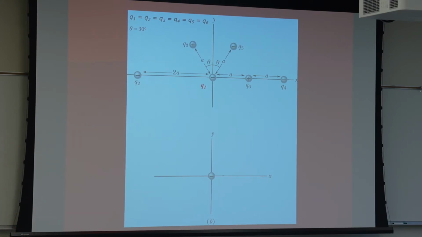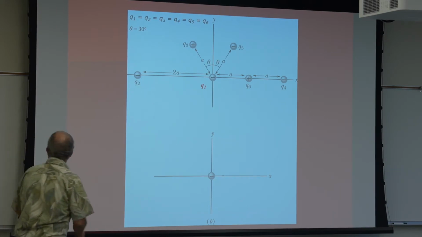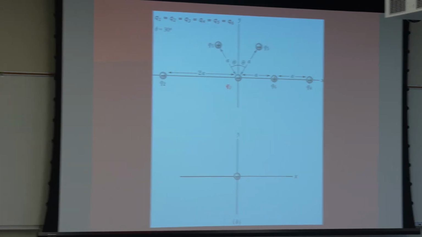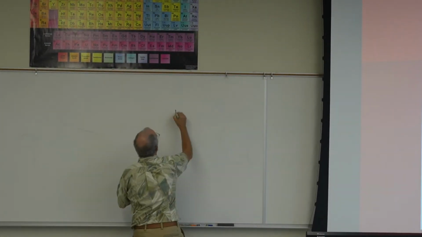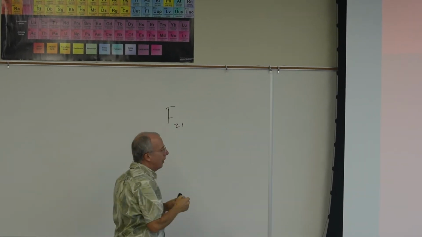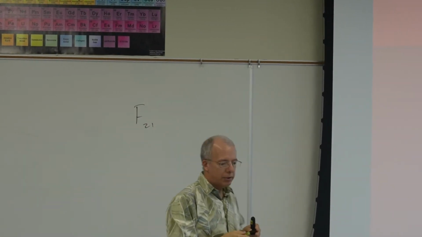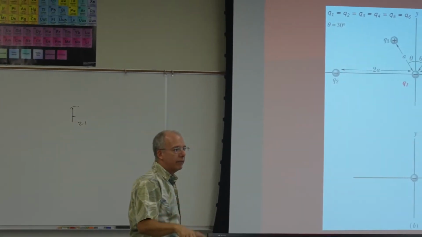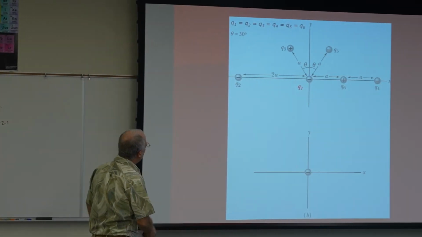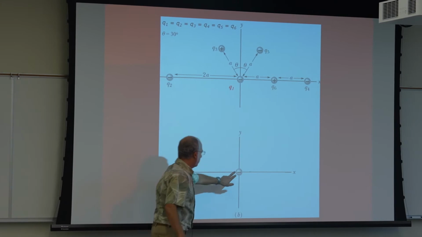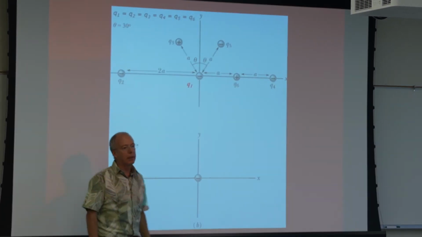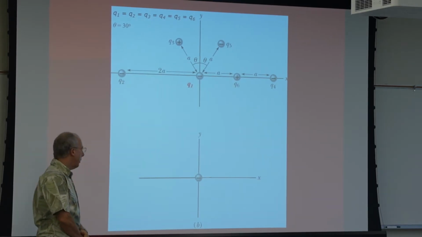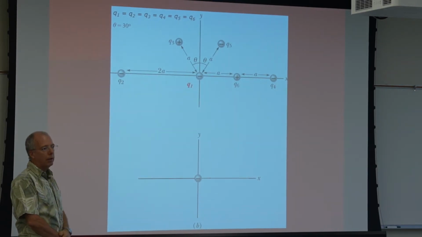Okay, so the order doesn't matter, right? So let's do F21. So the force that charge 2 exerts on charge 1. Okay, so Q1 is negative. So what is Q2 going to do to Q1? What's going to be the direction of the force acting on Q1?